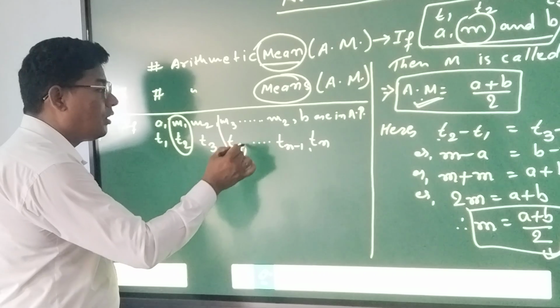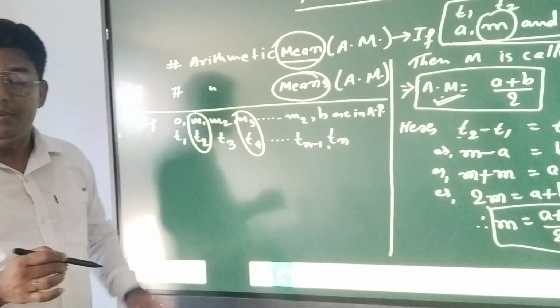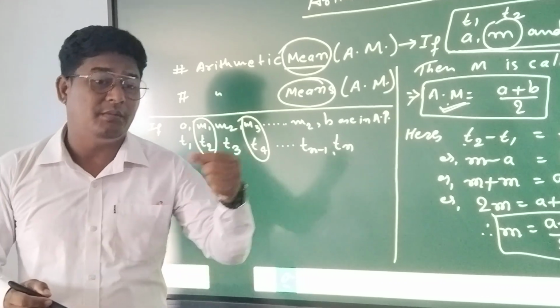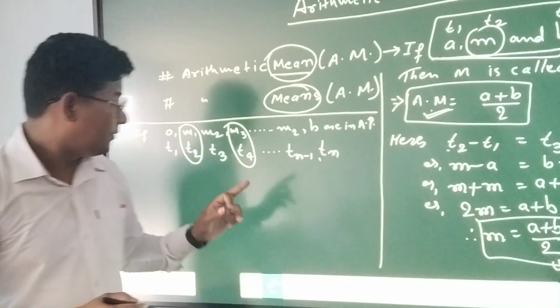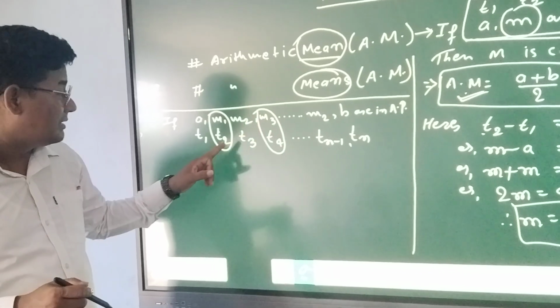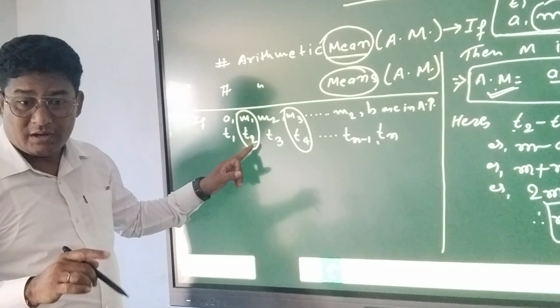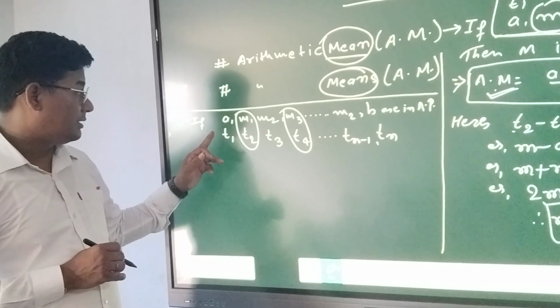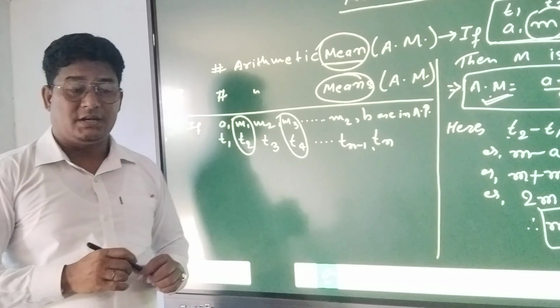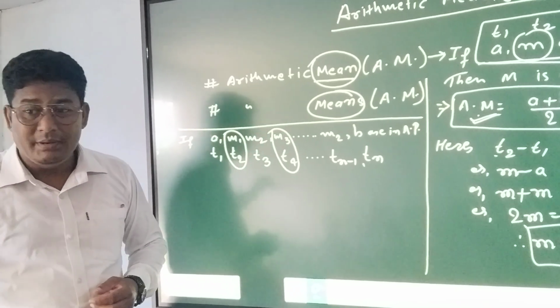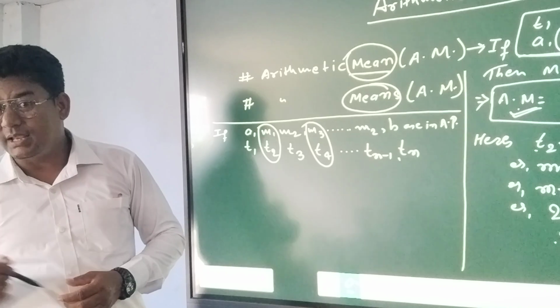Fourth term is third mean. Means how many terms? If you take one less term, that becomes the number of means. Fourth term: 4 minus 1 is 3, third mean. Second term: 2 minus 1, 1 is first mean. Like this way you have to see. Because terms start from A, means start from the second term.